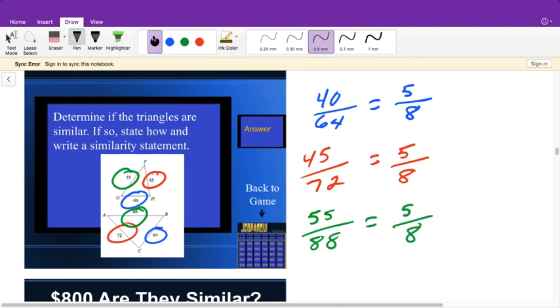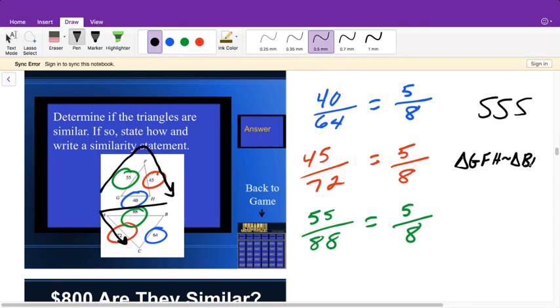So yes, through side, side, side. And then our similarity statement, triangle GFH is similar. So I went through the longest, through the middle. So through the longest, through the middle, so it'd be BAC. So triangle BAC.